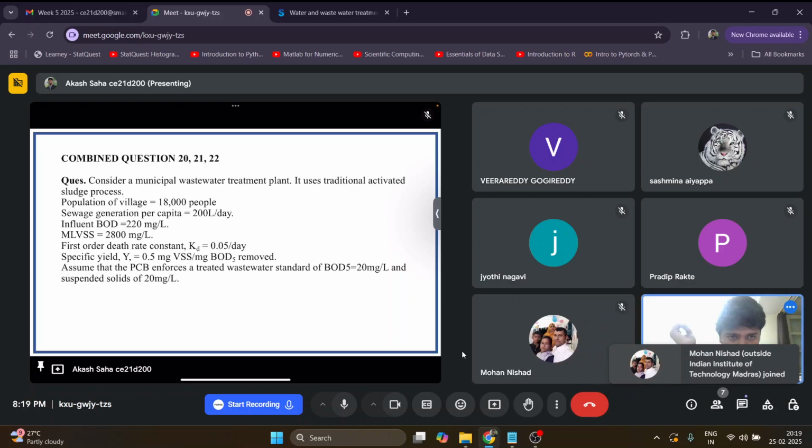Yeah, Mohan, your answer was incorrect. You just see the units. Here you have to take care that the sewage generation is in liters. So you have to convert it into meter cube, and also then convert the days into hours.